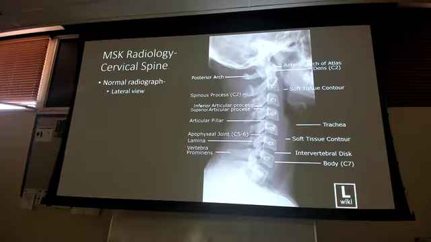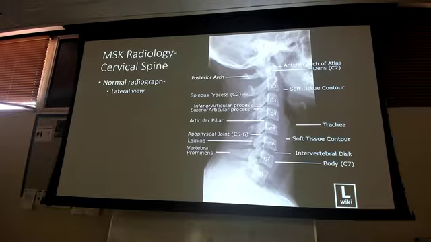Okay, here again, we have our trachea coming down. Notice I'm pointing out the intervertebral discs. Do you see anything there? Yeah, there's nothing there. It's all soft tissue. Like it's there, but it's not visible on X-ray.